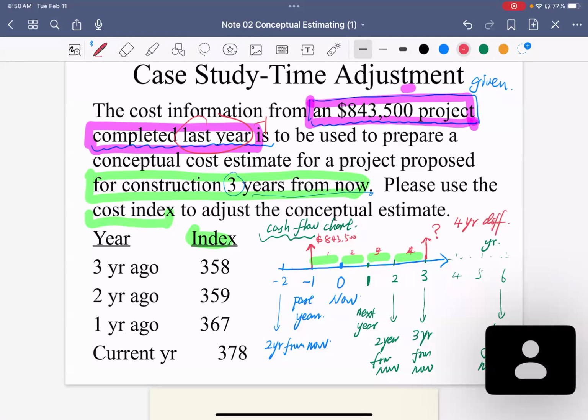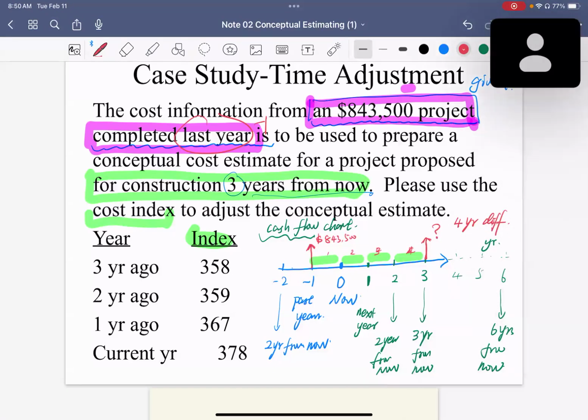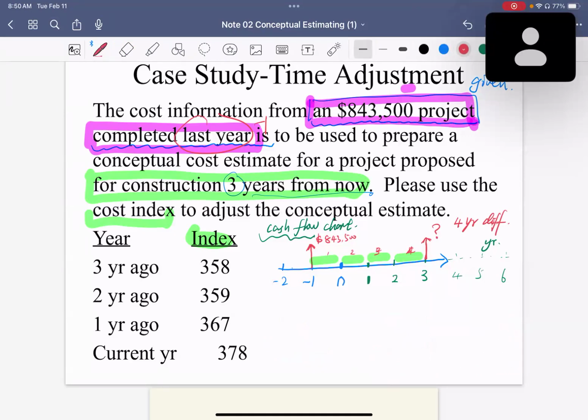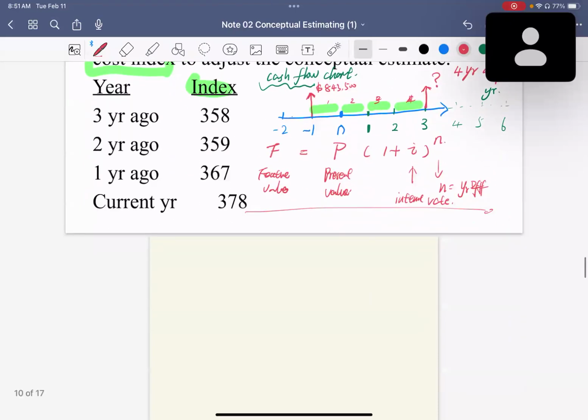If you have learned about economics or taken an accounting class, you will be able to know something like this. Your future value is equal to your present value times (1 plus i) to the power of n. n is equal to how many years from now, so the year difference. And this i is the interest rate. For example, here is the example.